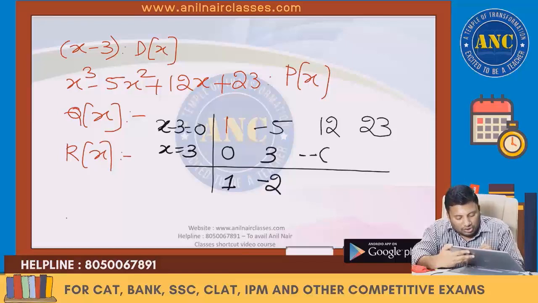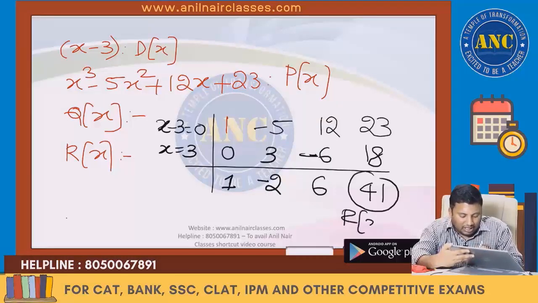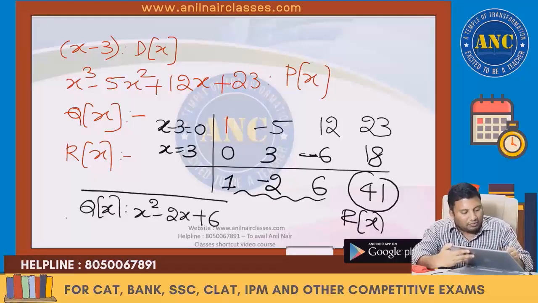3 minus 2, minus 6. 12 minus 6, 6. 6 3s are 18. 23 plus 18, 41. This is the remainder and this is the quotient. Quotient is x square minus 2x plus 6. What is the remainder? Remainder is 41.